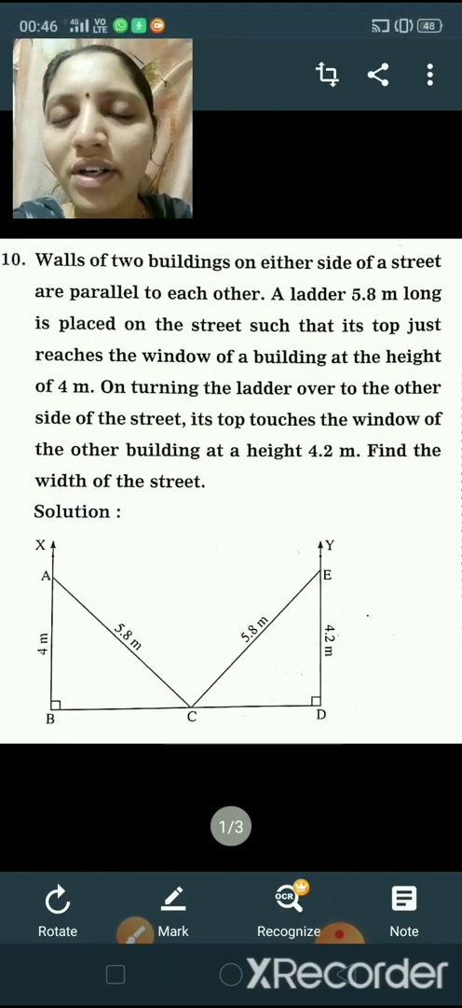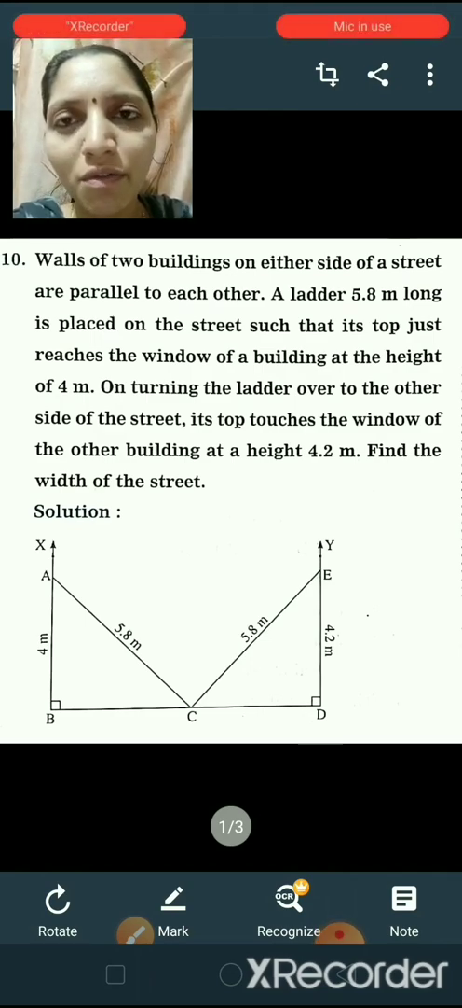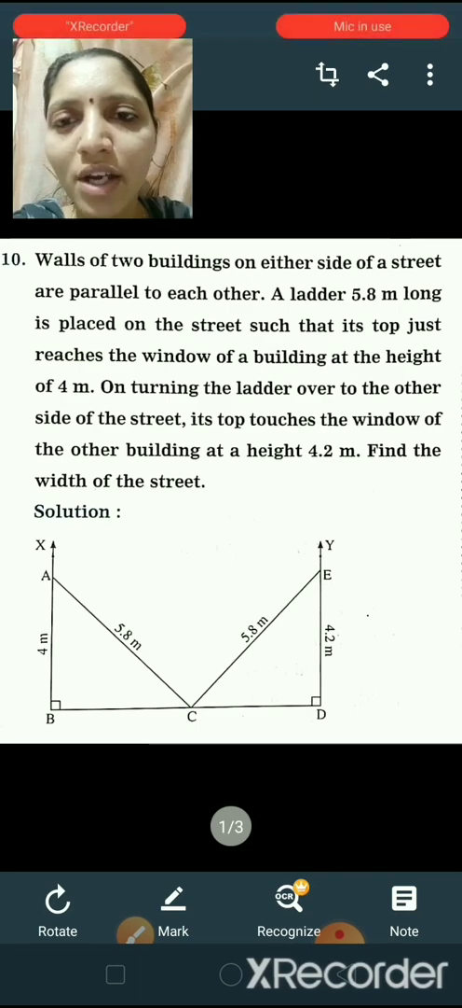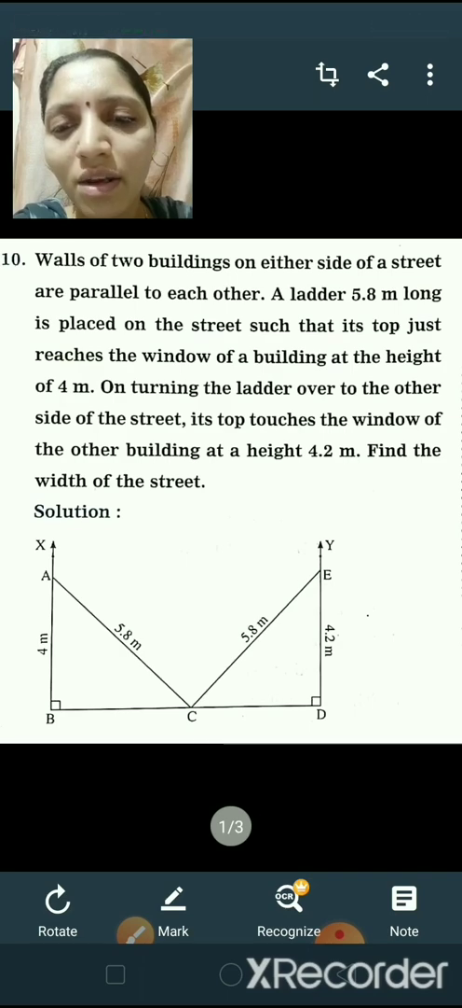Just you have to draw a diagram according to the given information and then only you can solve this sum. So observe this figure. Segment XB and segment YD represent the walls of two buildings on either side of a street. Segment AC represents the first position of a ladder and segment EC represents the second position of the ladder and segment BD represents the width of the street. Now let's try to solve this sum.